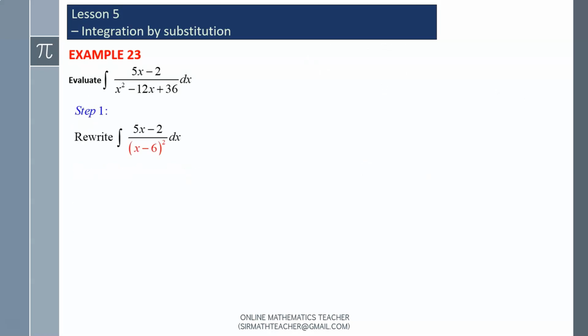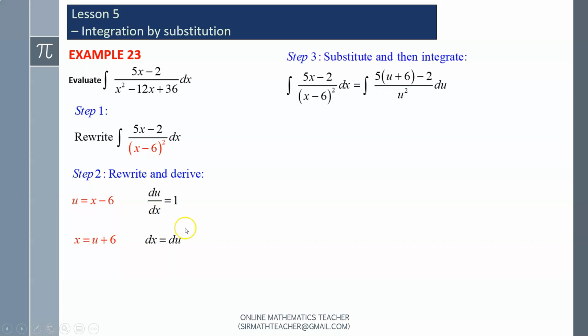Another one. Rewrite this as 5x take 2 over x take 6 all squared. So x take 6 all squared is x squared take 12x plus 36. Now let u equal x take 6. du dx is 1. Now rewrite our x here as the subject, so it becomes u plus 6. Also rewrite dx as the subject. Substitute and then integrate.